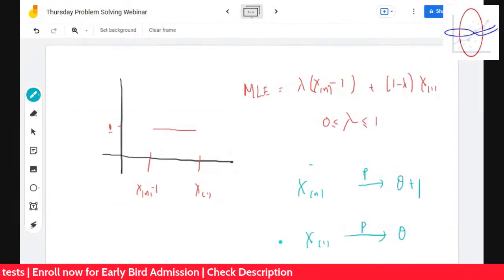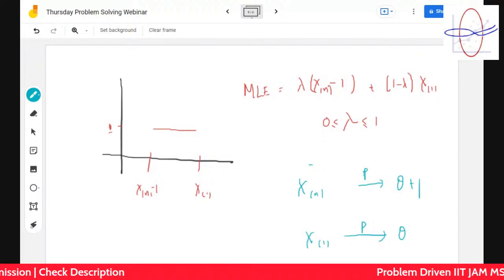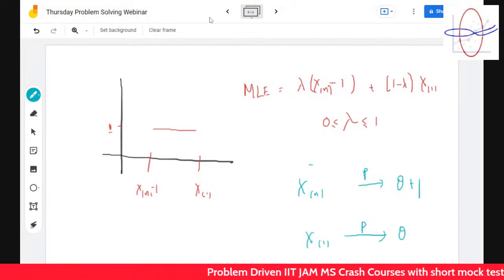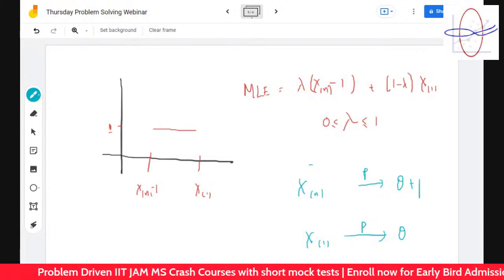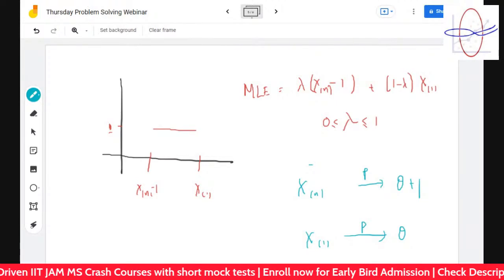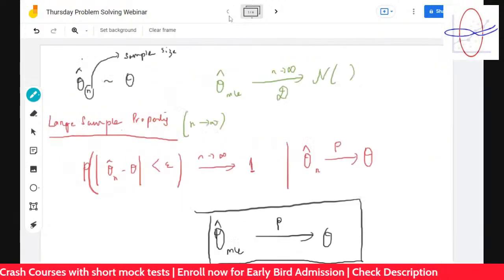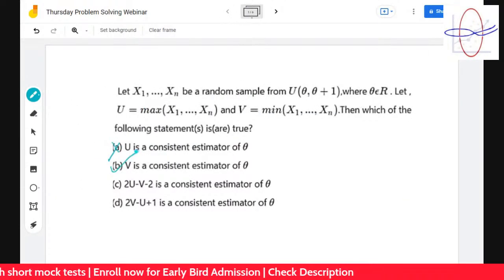What did you get, guys? Is V a consistent estimator? Tishika? Yes, sir. So it's a consistent estimator. Let's check the other ones.